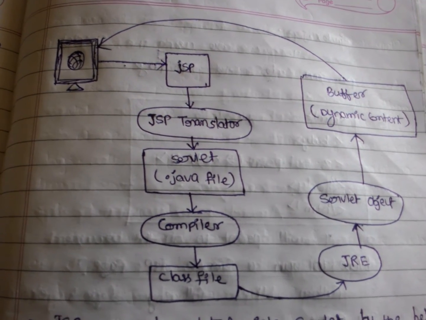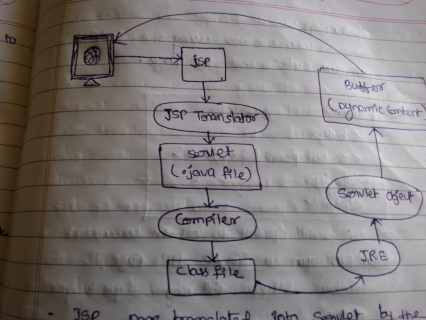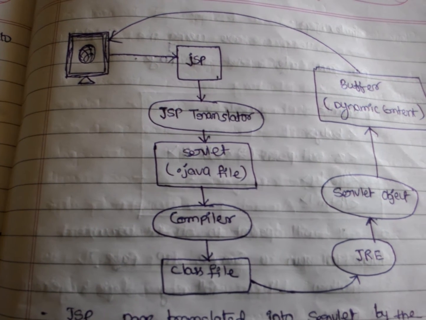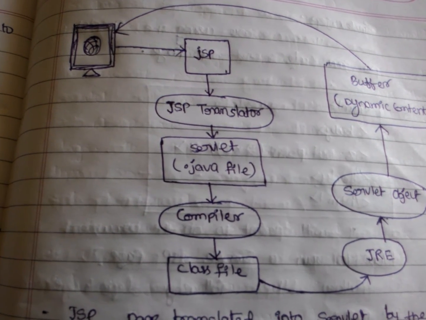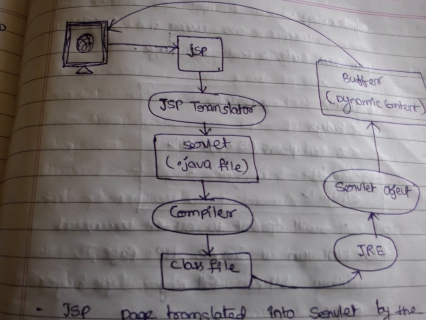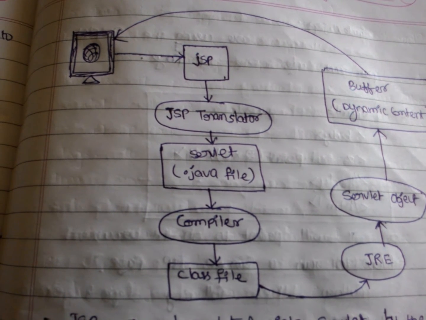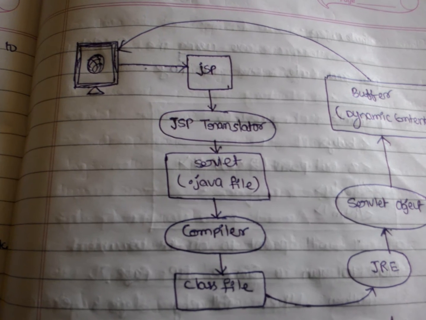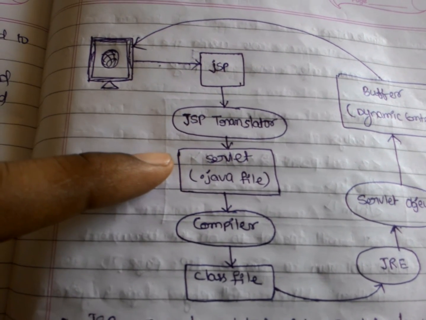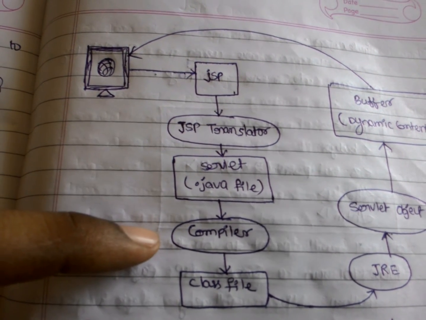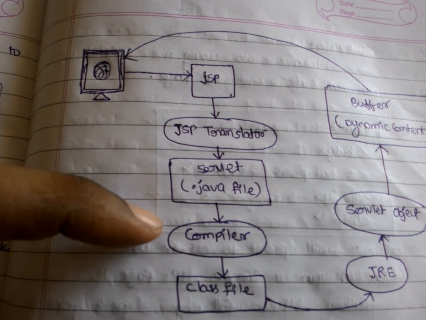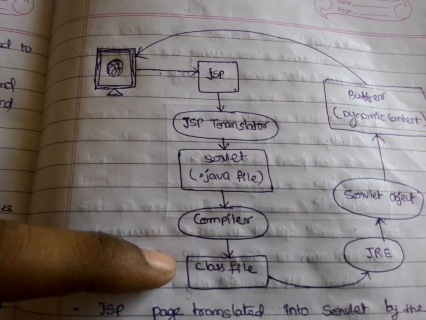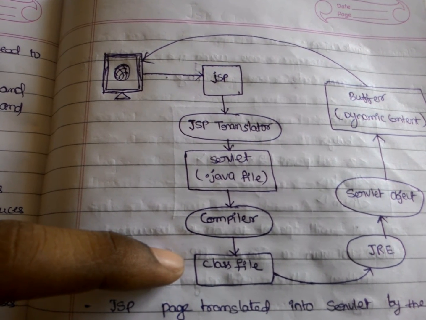Let's take an example. We'll write an index.jsp page. Internally in the web container, like a web server, we have a JSP translator. The JSP translator is the part of the web server which is used to translate the JSP page to a servlet.java file. Next we have the compiler. This servlet.java file is compiled by the compiler. It creates a .class file. Now we have the .class file of the JSP page.